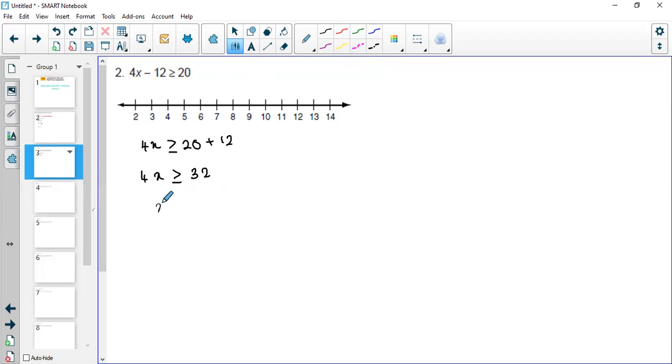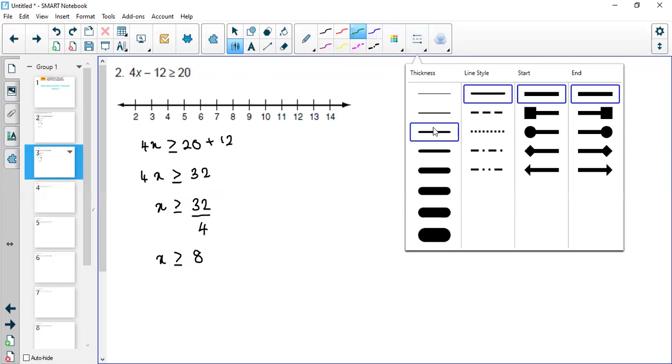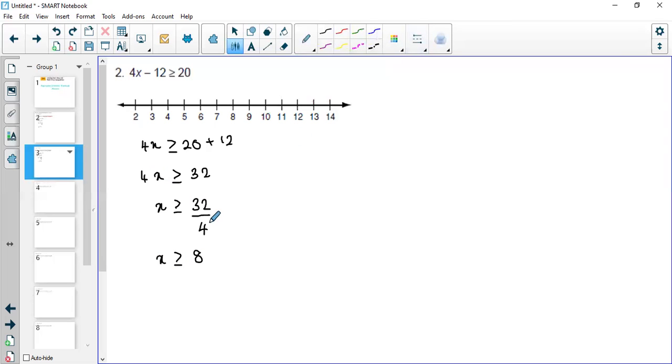So the next step is, we are going to remove this 4 from here. We have to isolate the x. So this means 4 multiplied by x, which means to remove the 4 from there, we need to do the inverse. The inverse of multiply is divide. So the solution for this inequality is going to be x is greater than or equal to 8. That means any number which is 8 or greater than 8 can be a solution for this inequality. Right, so let's check how we can graph this on a number line.